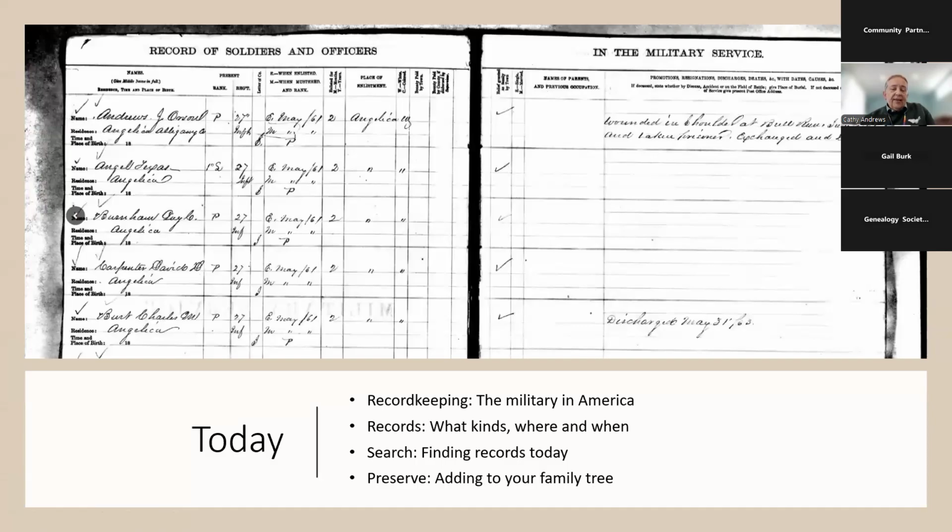So, as I was saying, today we're going to talk about the kinds of record keeping that have happened over the years with the military in America, what the kinds of records were, where and when they were put together, and where to find access to those records today. We'll talk a little bit about adding the information to your family tree as well.